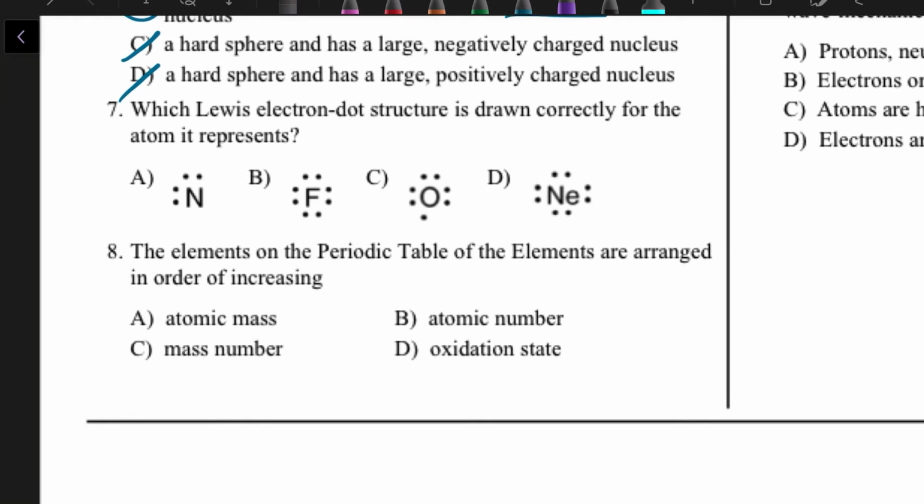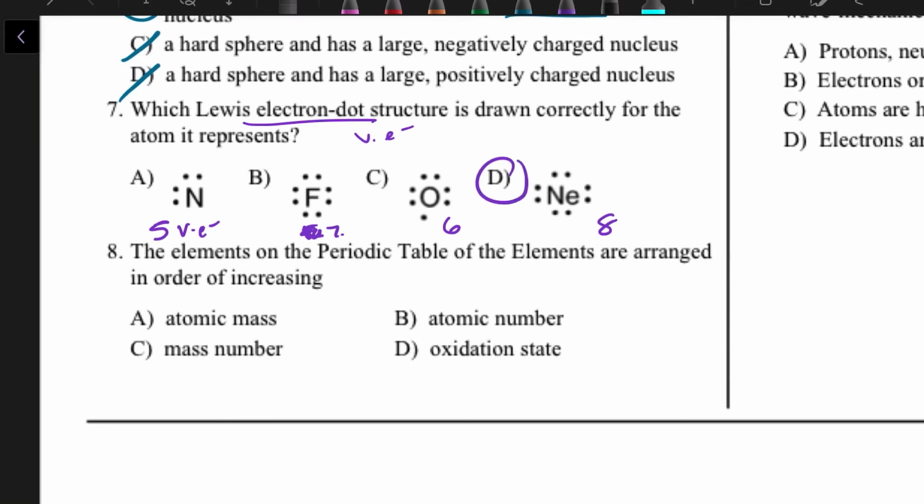Okay. Number 7, which Lewis electron dot structure is drawn correctly for the atom it represents? So remember, Lewis dot structures are talking about the valence electrons, or the outermost electrons for your element. So if you look at the periodic table, nitrogen should have 5 valence electrons, fluorine should have 7, oxygen should have 6, neon should have 8. So you just want to figure out which one has the correct number, which is D.